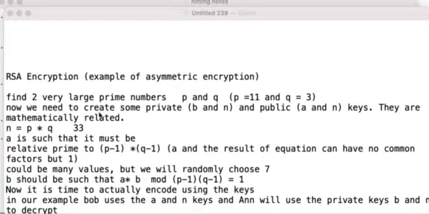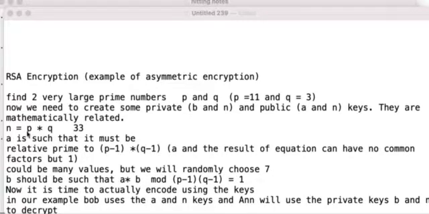Now, we need to create some private keys. We'll call the private keys B and N, and we have to create some public keys. We'll call them A and N. They are mathematically related. The first thing I want to create is N. Okay, and N is real simple. It's just equal to P 11 times Q, or 33.